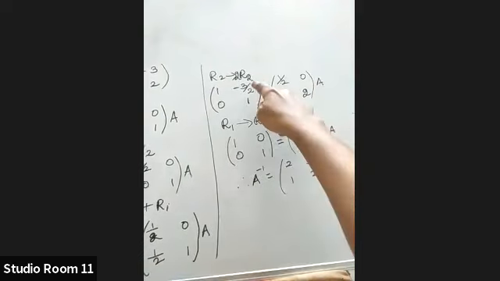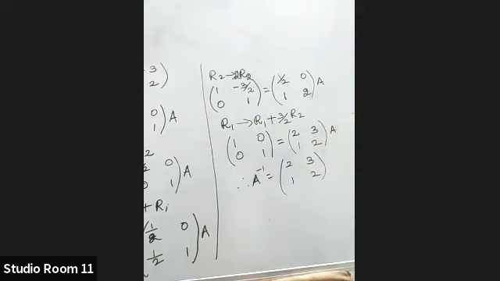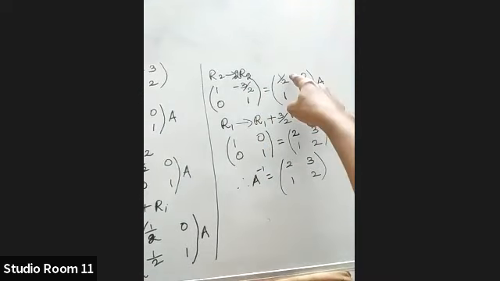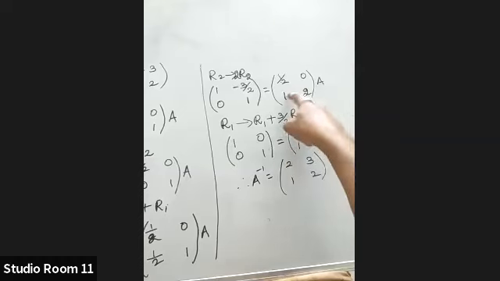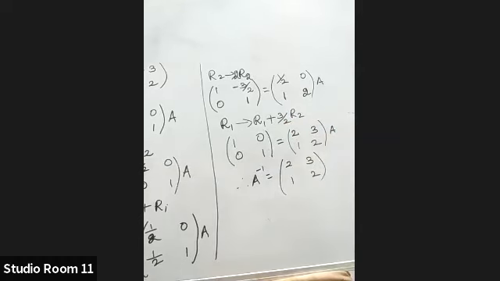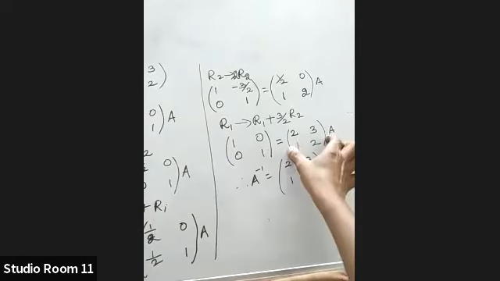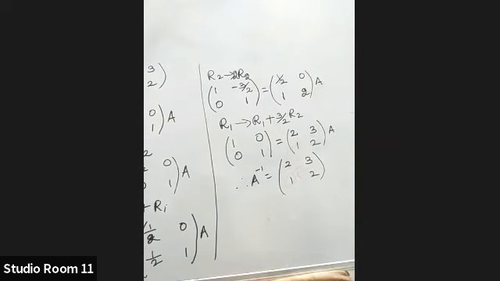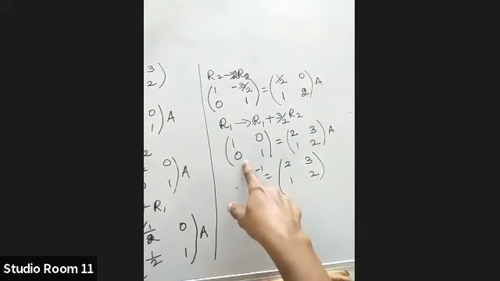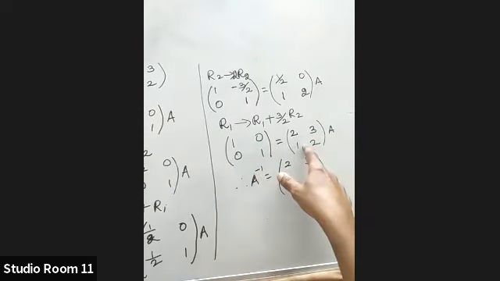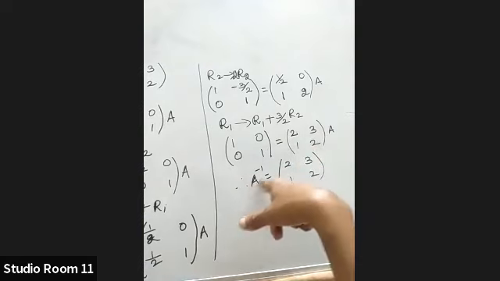So minus 3 by 2 plus 3 by 2 will become 0. Same way here, half plus 3 by 2 into 1. 0 plus 3 by 2 into 2. So we are getting identity matrix is equal to some matrix into A. That means when we multiply two matrices and get identity, this is the inverse of A. So A inverse is, what is the matrix you are getting here?